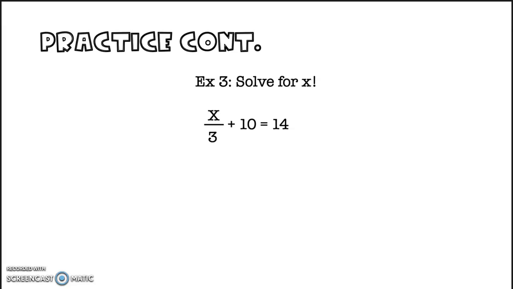Lastly, we're going to see a fraction with our variable. Everything is going to be exactly the same. None of our steps are going to change. So first, we need to move all the variables to one side, which it looks like they are. Next, we need to move all of our constants to the opposite side of our variable side. So that means I need to move all my constants to the right side because all my variables are on the left. I've got plus 10, so I'm going to do the opposite of that. I'm going to take away 10 from both sides. That leaves me with x over 3 equals 4.